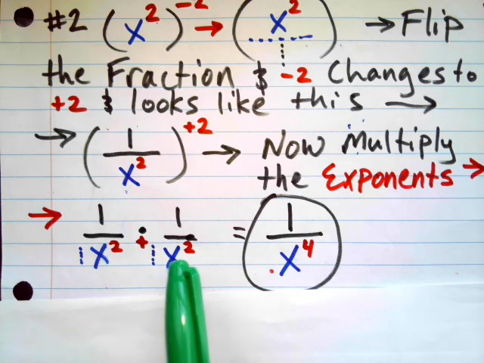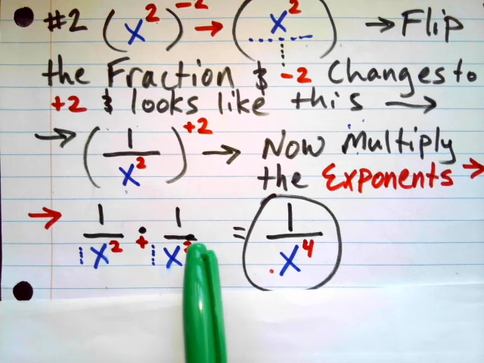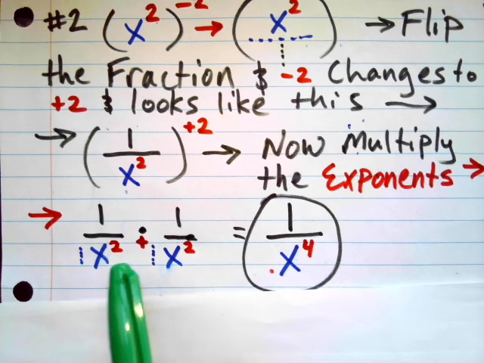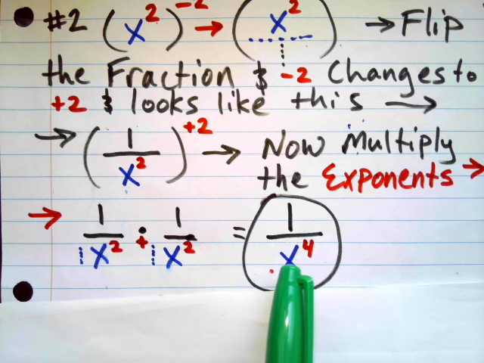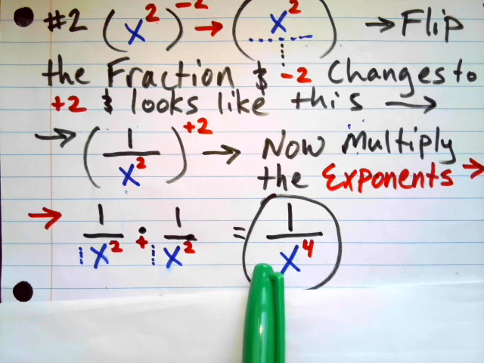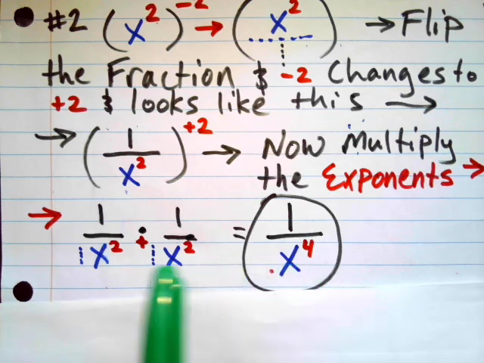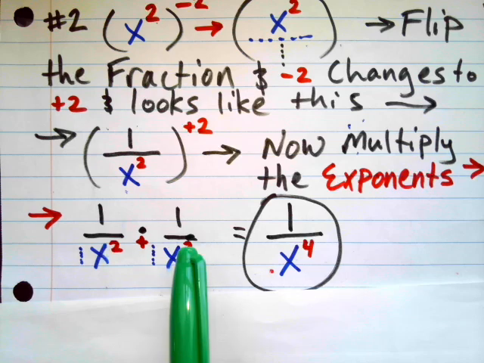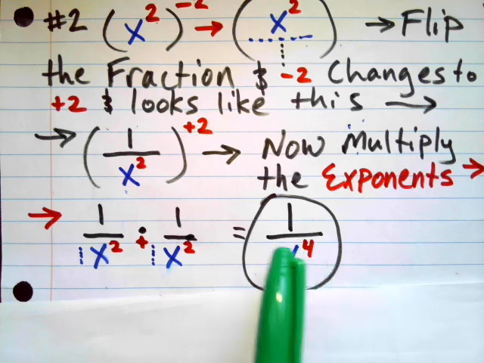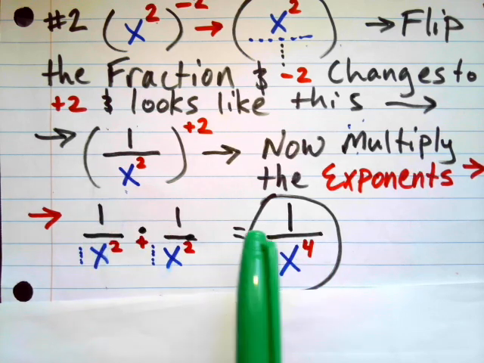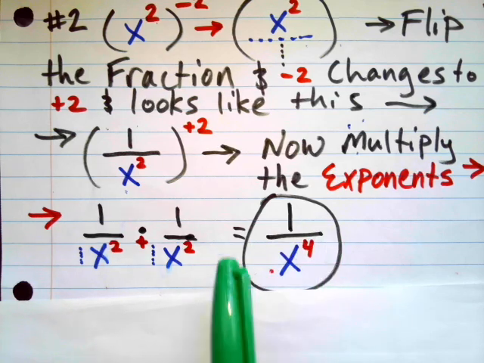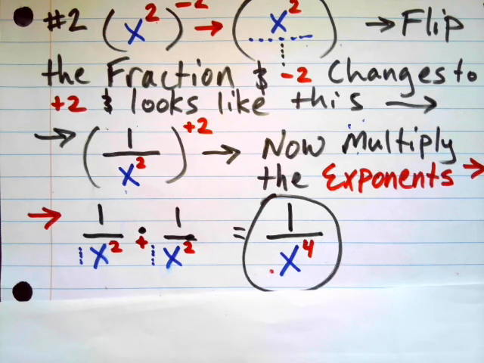And remember, when you multiply with the same base, you add the exponents, right? So 1 times 1 is 1x, right? I could put a 1 in front of that x, I could put a dot, dot, dot in front of the x, or I could just leave that x where it is. 2 plus 2 is 4. And we go to the numerator, 1 times 1 is 1. So our final answer for this particular problem is 1 over x to the 4th power, simplified.